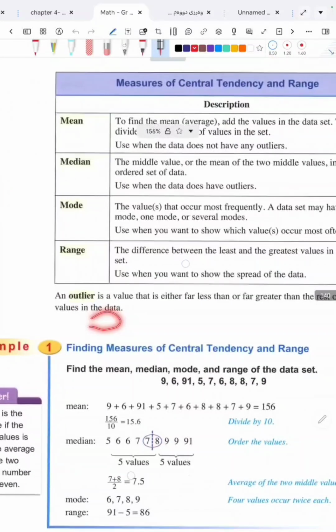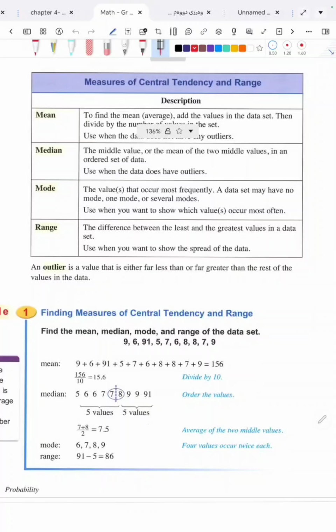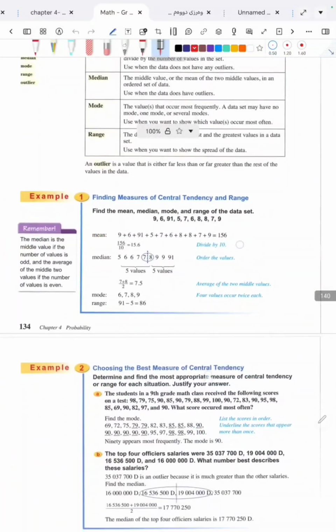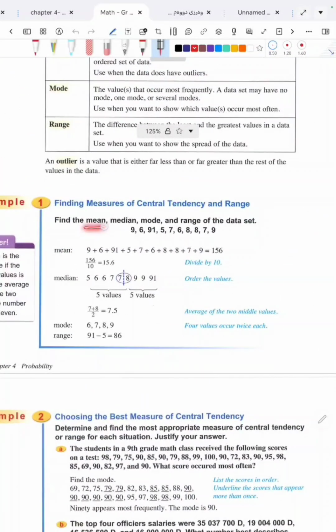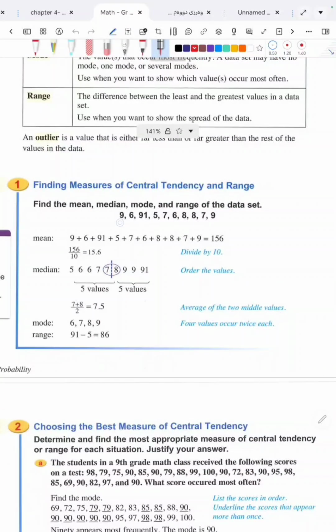And we have outlier. What's an outlier? An outlier is a value that's either far less or far greater than the rest of the values in the data. Example 1. Find the mean, median, mode, and range of the data set: 9, 6, 91, 5, 7, 6, 8, 8, 7, and 9. As you can see here, we have an outlier, 91. It's greater than the other numbers, so there's a big difference between 91 and all the numbers in the data set.